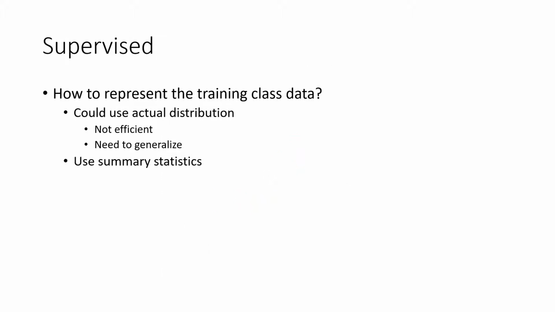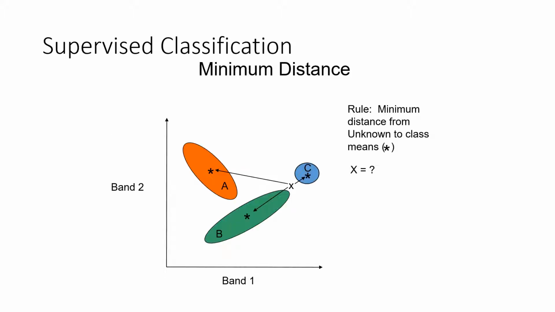In supervised, we go through how to represent the training class data. You can use actual distributions, but that's not very efficient. You need to generalize. You can use summary statistics. And supervised minimum distance is one technique where it looks at these various clusters, and then it says, okay, which one am I closest to? And that's kind of where it tries to fit everything.